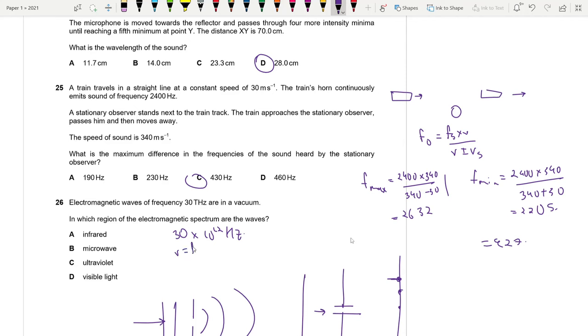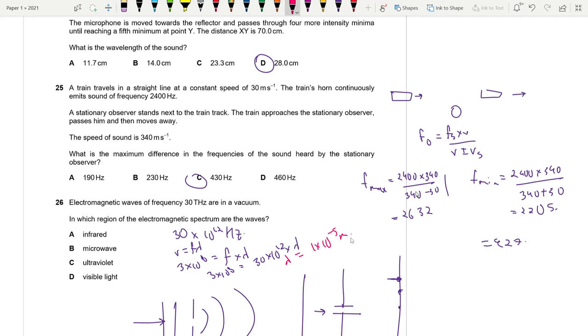We know that V is equal to F lambda and speed is 3 into 10 to the power 8, equal to frequency into lambda, right? 3 into 10 to the power 8 is equal to 30 into 10 power 12 into lambda. So let's find out lambda. 3 into 10 power 8 divided by 30 into 10 to the power 12. So lambda is actually 1 into 10 to the power minus 5 meters.